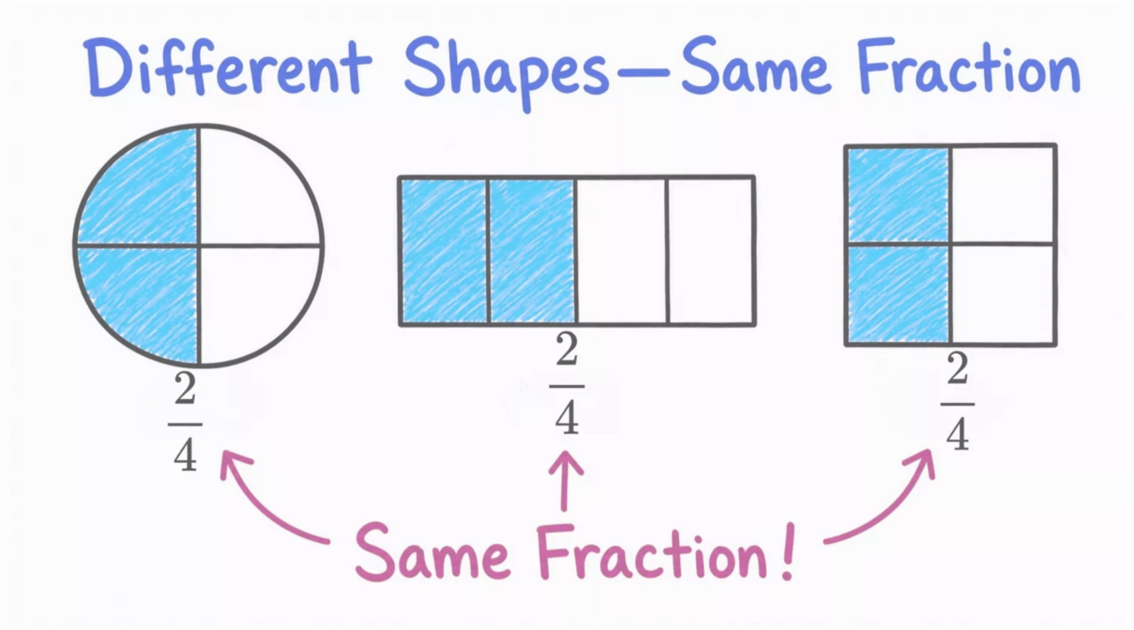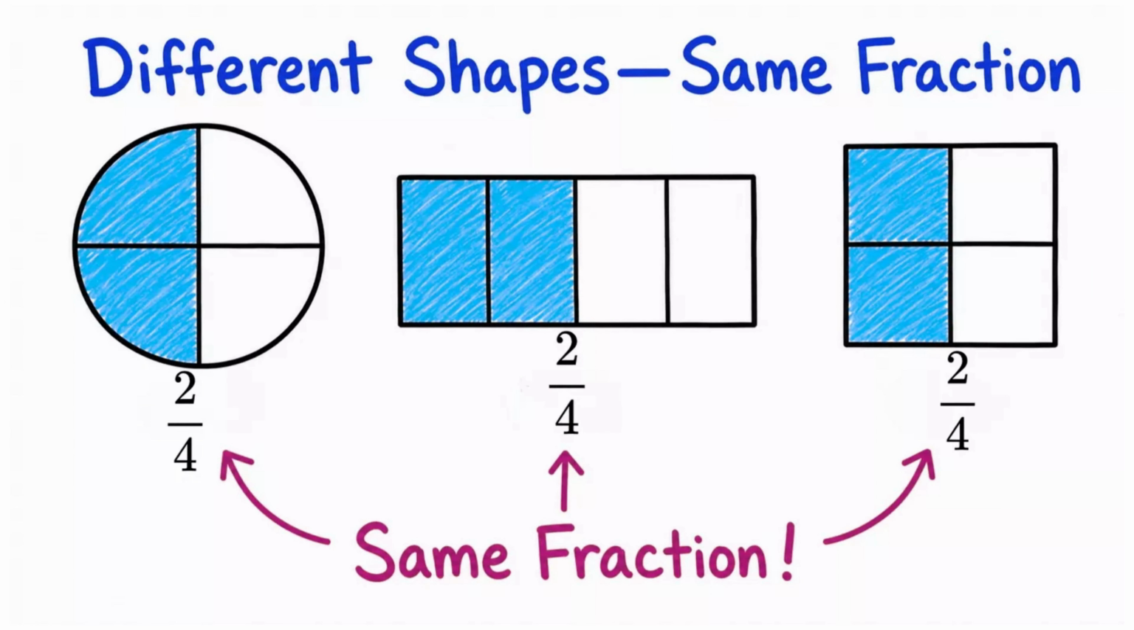Here's something interesting. A fraction doesn't belong to only one kind of shape. We can shade 2/4 of a circle, 2/4 of a rectangle, or 2/4 of a square. The shapes are different, but each whole is divided into 4 equal parts, and 2 parts are shaded. So every model represents 2/4.